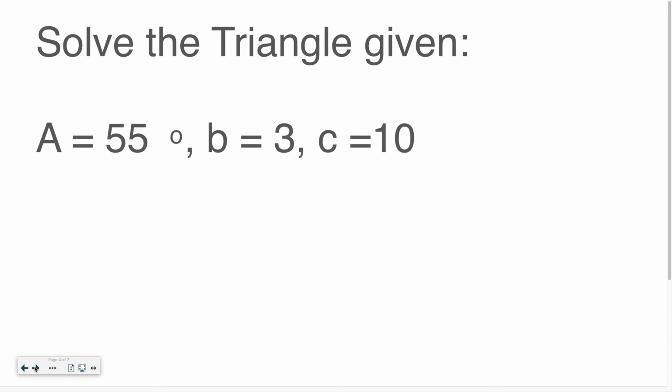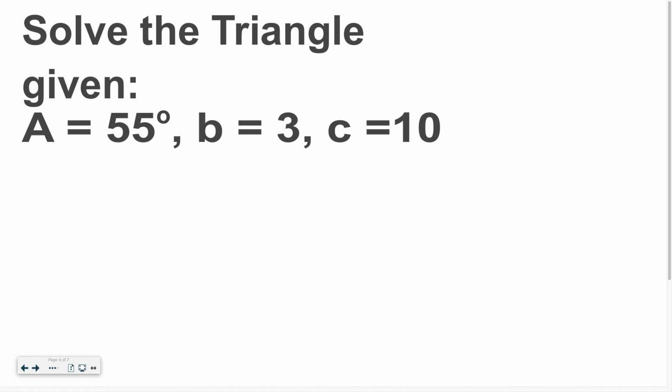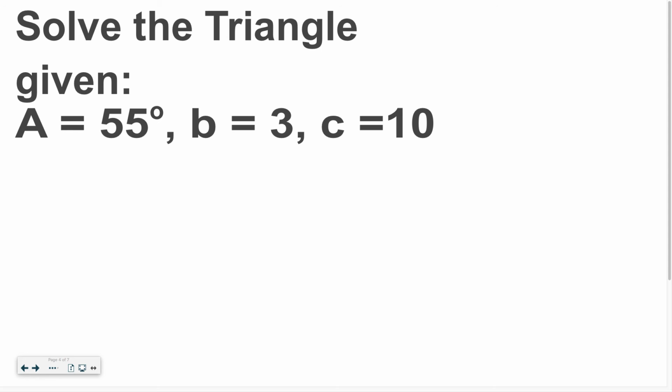Okay. So here's our first example. We have angle A is 55 degrees, B is 3, C is 10. Go ahead and write that information down, and then if you want to draw your triangles so that we are ready.